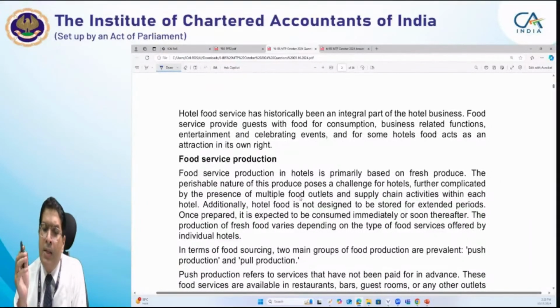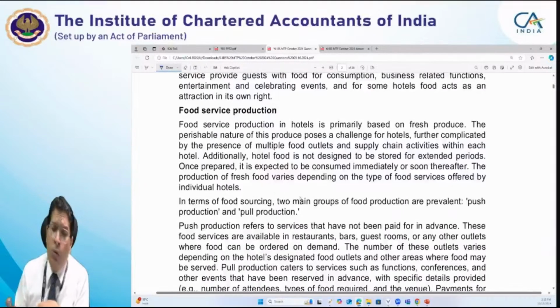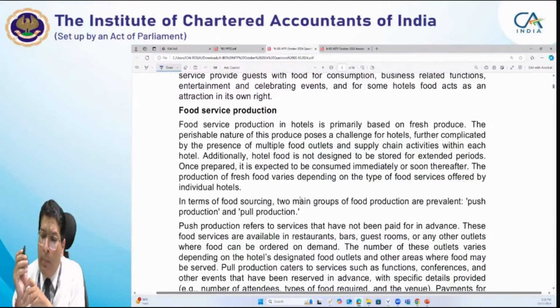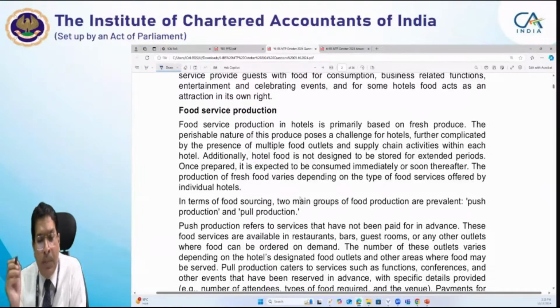Hotel food service has historically been an integral part of hotel business. Food service provide guests with food for consumption, business related functions, entertainment, and celebrating events. And for some hotels, food acts as an attraction in its own right. Now, food service production in hotel is primarily based on fresh produce. The perishable nature of this produce poses a challenge for hotel.